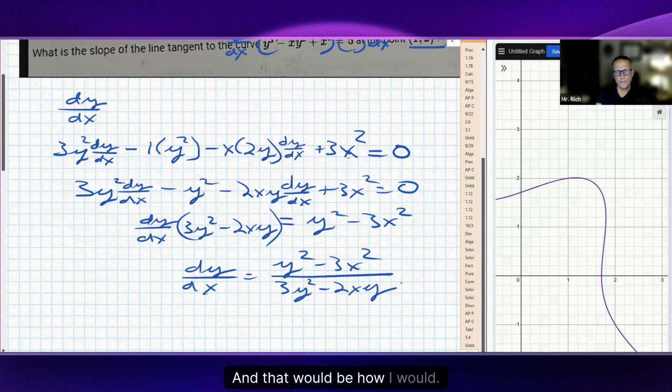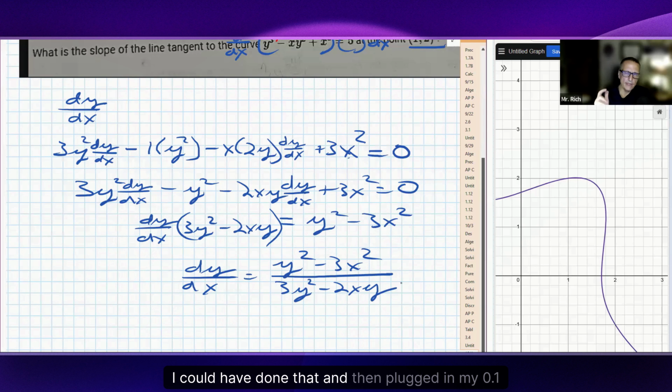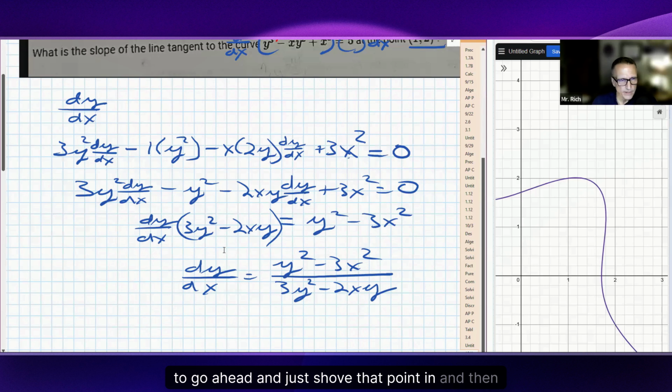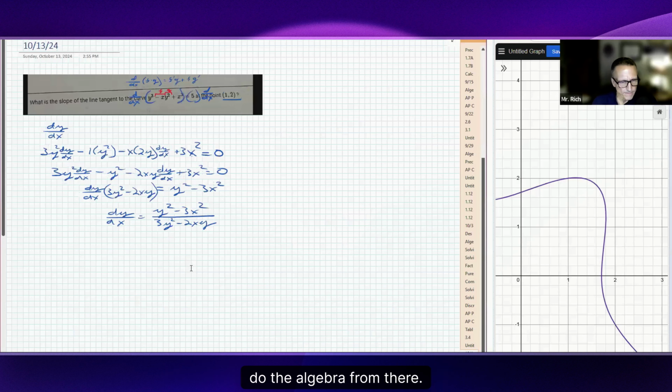And that would be how I would do it. So you can see I could have done that and then plugged in my point (1, 2) to get my answer of 1/8. But I think it's a little cleaner when you're trying to find the derivative at a specific point to go ahead and just shove that point in and then do the algebra from there.